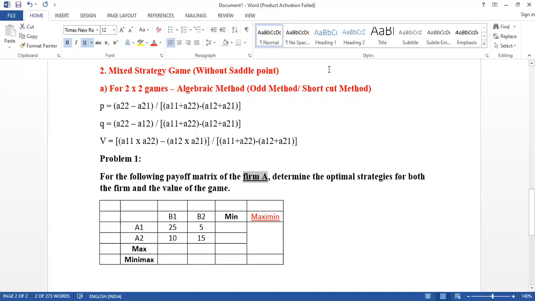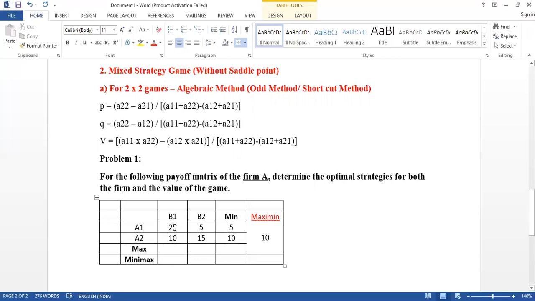So let us try to find it out, saddle point existing or not. I've added few columns like minimum and maximum. Similarly, two rows, max and minimax. So what we'll do is for each row, we'll find the minimum value. So it is 5, it is 10. Out of these minimum values, we'll find the maximum value. So out of 5 and 10, the maximum value is 10. So we have written maximum is 10.